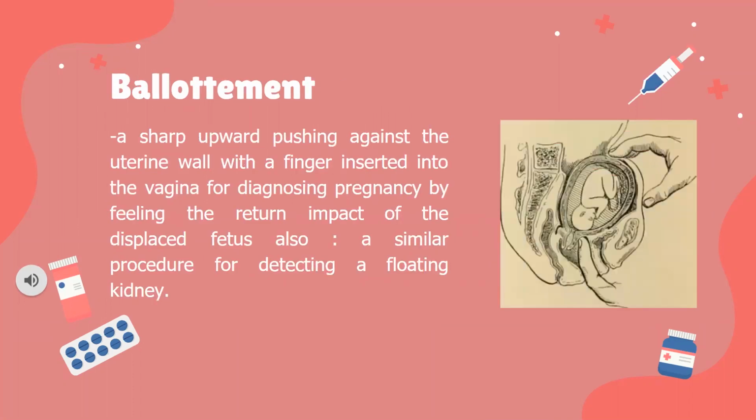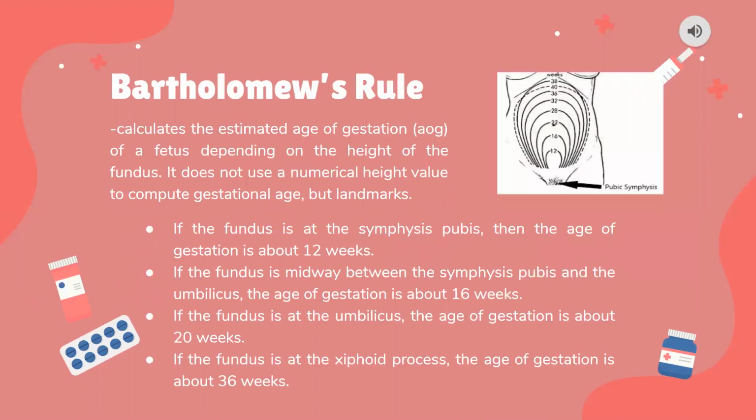Next, we have ballotment, which is using the finger to make a sharp upward push against the uterine wall to diagnose pregnancy by feeling the return impact of the displaced fetus. Now we have Bartholomew's rule, which is used to calculate the fetus's age depending on the height of the fundus. It uses landmarks instead of numerical height values.